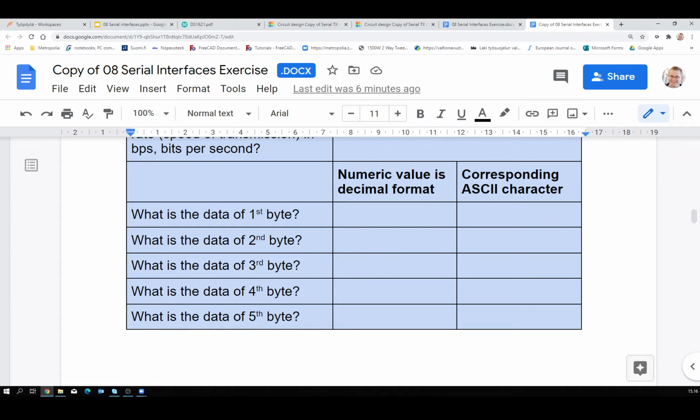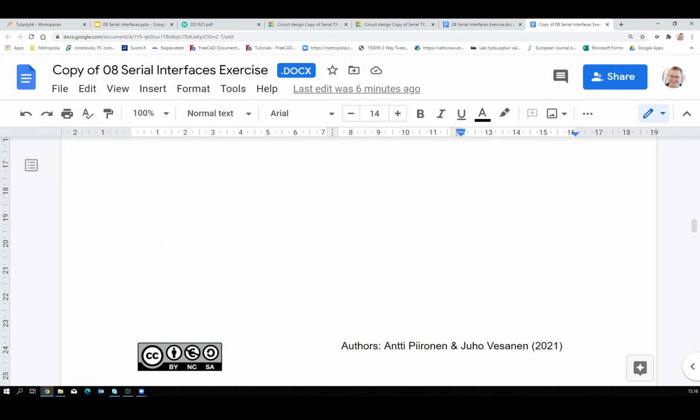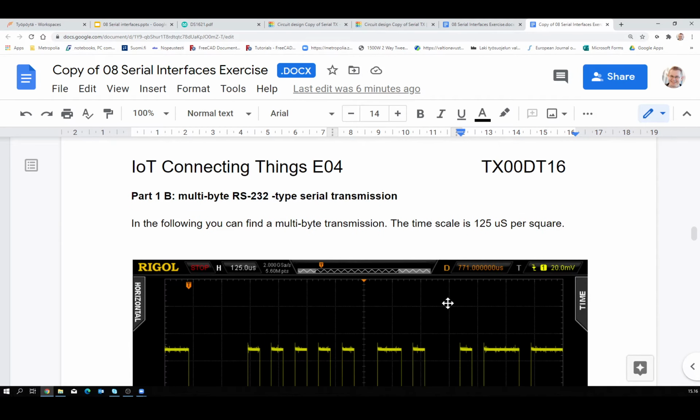And I have a hint. There is a not that common word sent in this data. 5 letters, so there are only about 28 to the exponent of 5 different possibilities. I wouldn't go guessing. So just do the engineering way.